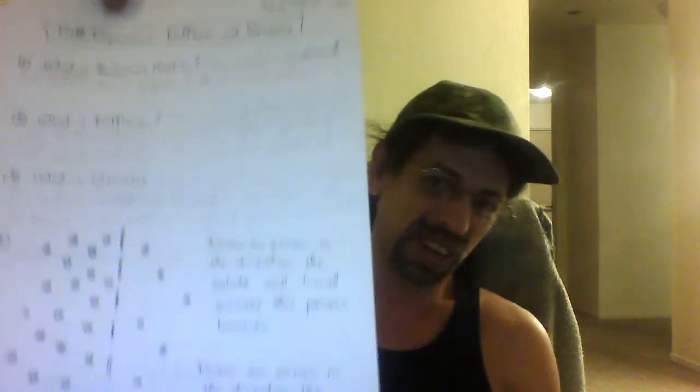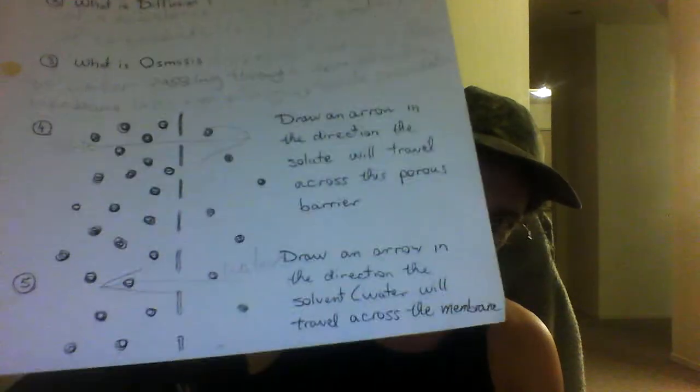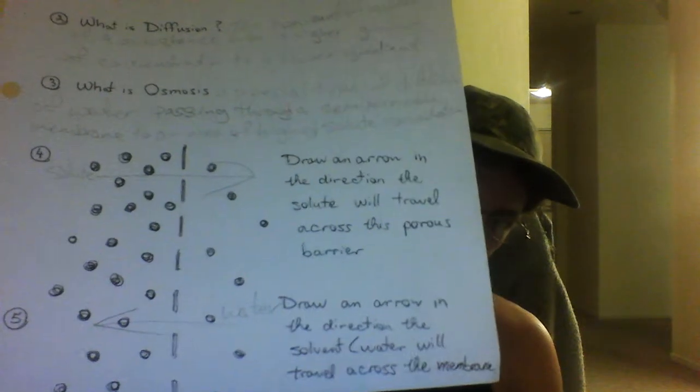And then the rest of that, number 4 and number 5, are drawings. It's just displaying the direction the solute and the water will go. The arrows tell you everything. Okay, on to the next one.